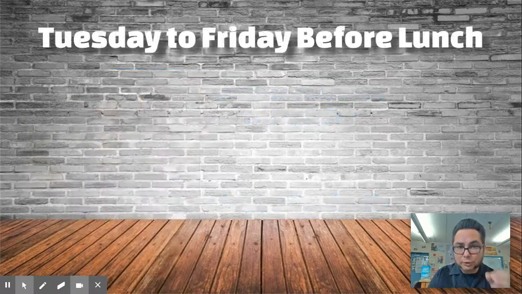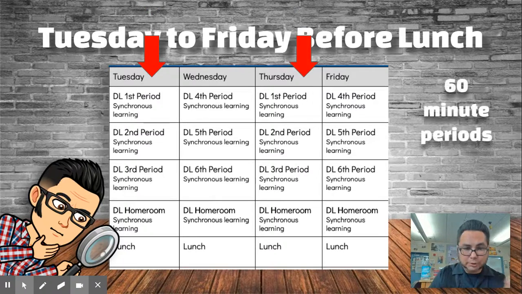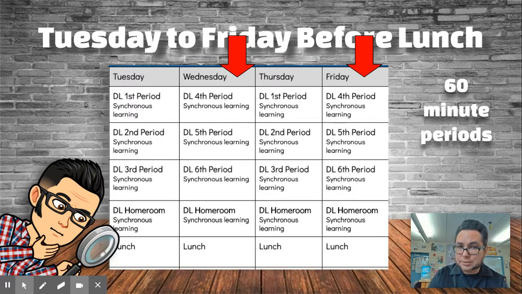The bulk of your learning on Zoom in classes with your teachers will occur on Tuesday to Friday before lunch. So as you see here, you're going to have 60-minute periods, and they are going to go in this alternating order. So let's begin here with Tuesdays and Thursdays. Notice you'll have first, second, and third period. It will alternate so that on Wednesdays and Fridays, you will have fourth, fifth, and sixth periods.